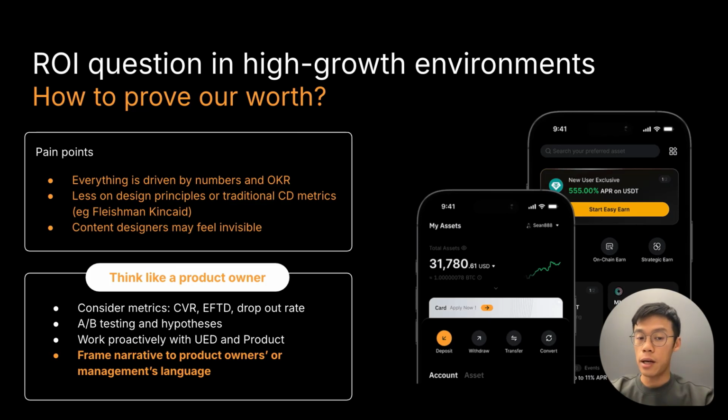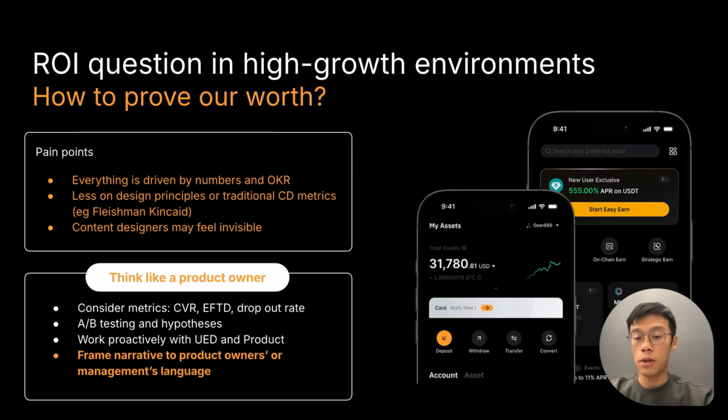If that's the case, it's very often that content designers may feel invisible, where everyone's talking about how to bring conversion, how to bring money in, while we talk about how to do the content better. In that case, it is not the end of the world. It is more like a change of mindset that we can make. So that is what I propose: thinking like a product owner.